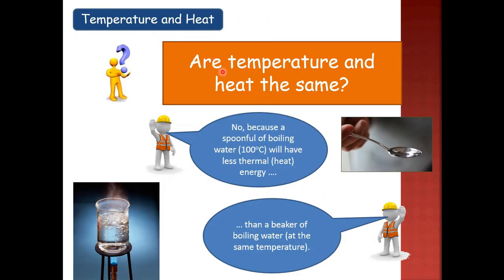So temperature and heat. Are temperature and heat the same? The answer is no. Because a spoonful of boiling water, 100 degrees Celsius, will have less thermal heat energy compared to a beaker of boiling water at the same temperature. So this is the spoonful. Let's say you have a spoon filled with water at a temperature of 100 degrees Celsius compared to this one. The amount of water inside this beaker is much higher compared to this spoon, but the temperature is the same, 100 degrees Celsius.